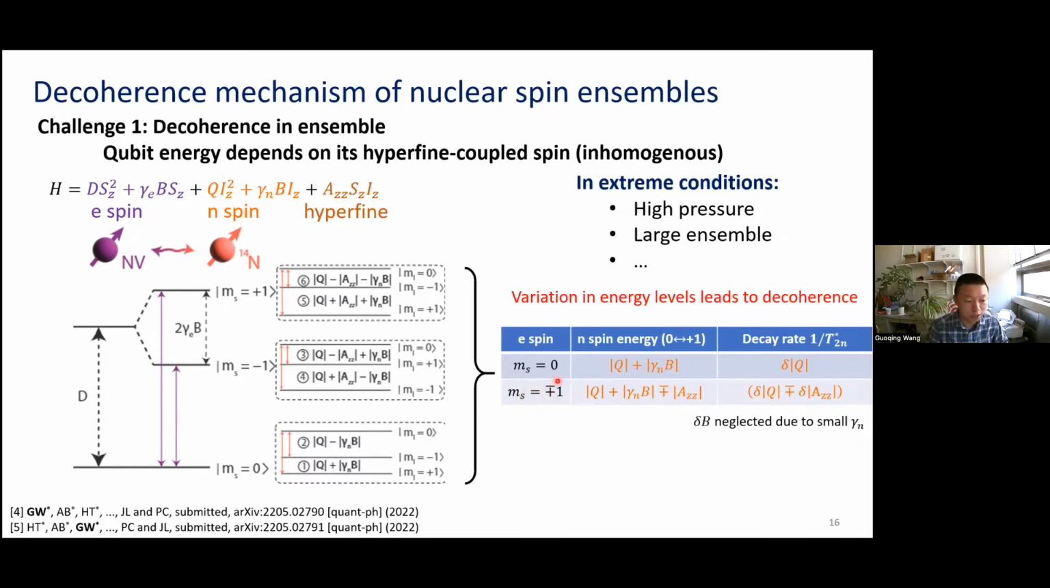So if we look at the decay rate, we can see that for ms equal to 0, the decay rate of the nuclear spin is due to delta Q, while for ms equal to ±1, you have an additional hyperfine variation, which introduces more decay.